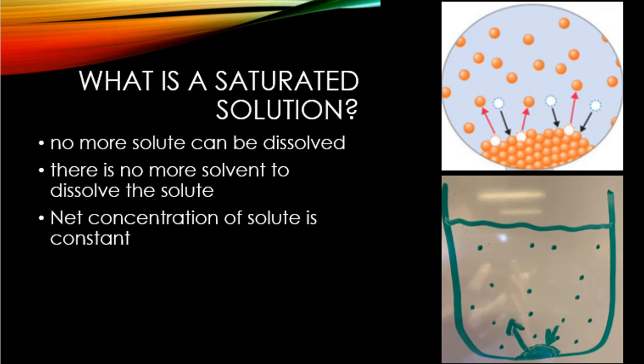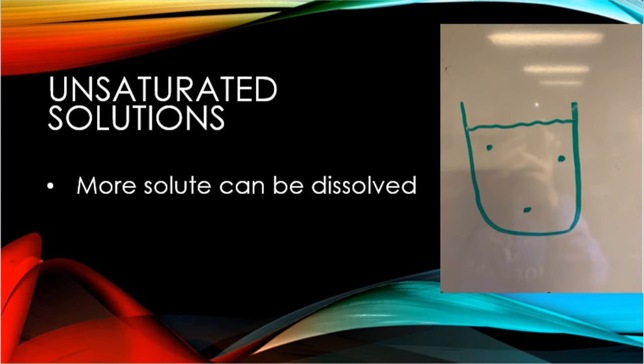In this image, we see that there is some solid at the bottom of the beaker. This shows that the solution is saturated, as even as some of the solid dissolves, some precipitates, so the overall net concentration of solute remains constant. Unsaturated solutions have lower concentrations of solute, meaning that more solute can be dissolved in the solvent.